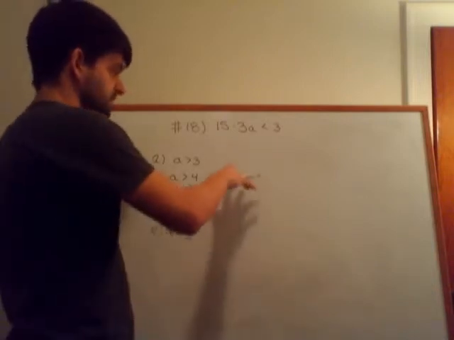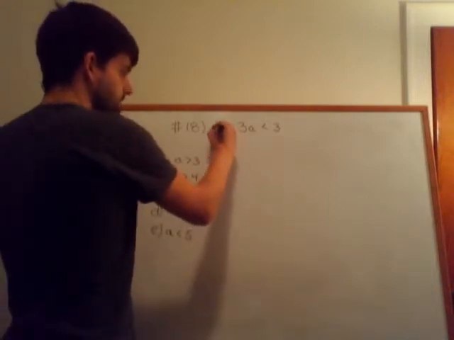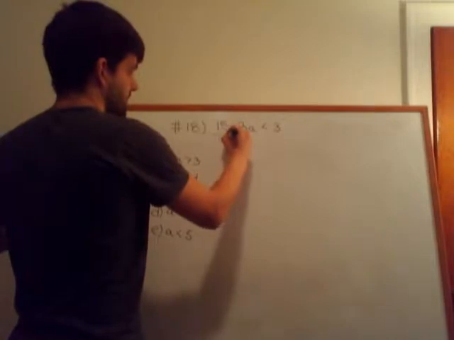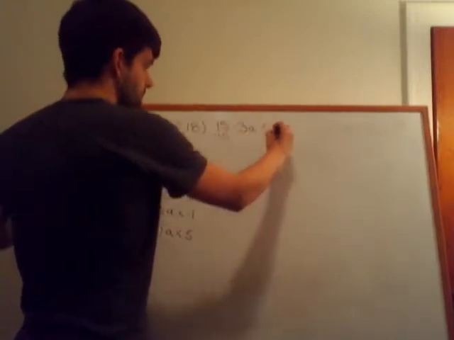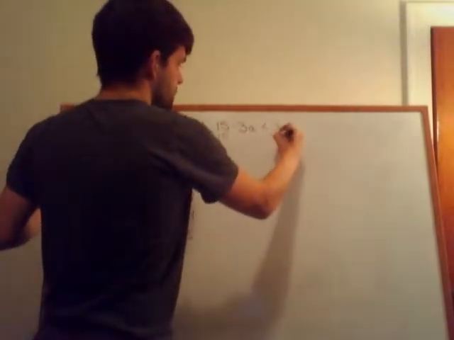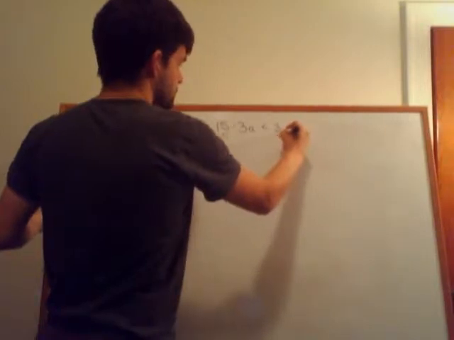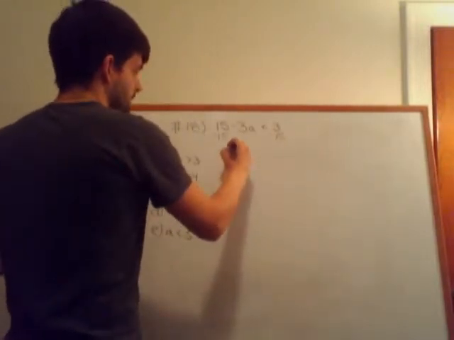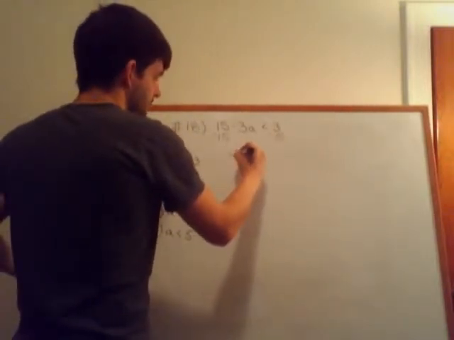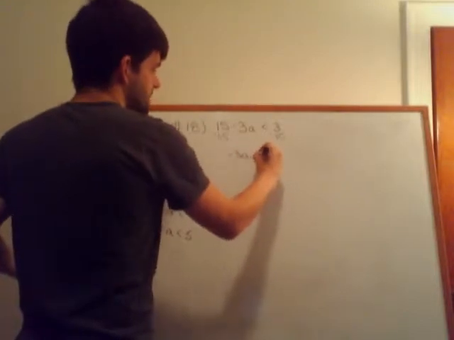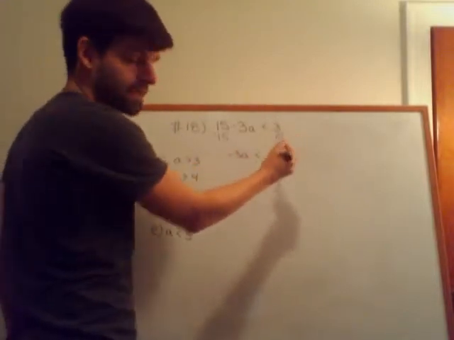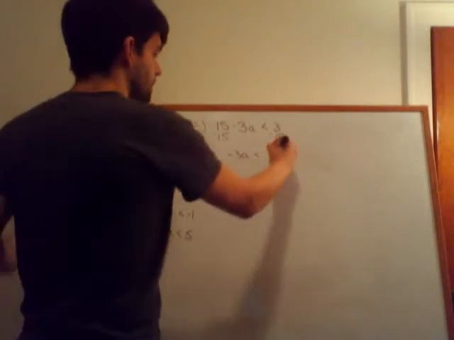Okay, so to start, let's subtract 15 from both sides. And we're going to get that negative 3a is less than 3 minus 15, which is negative 12.